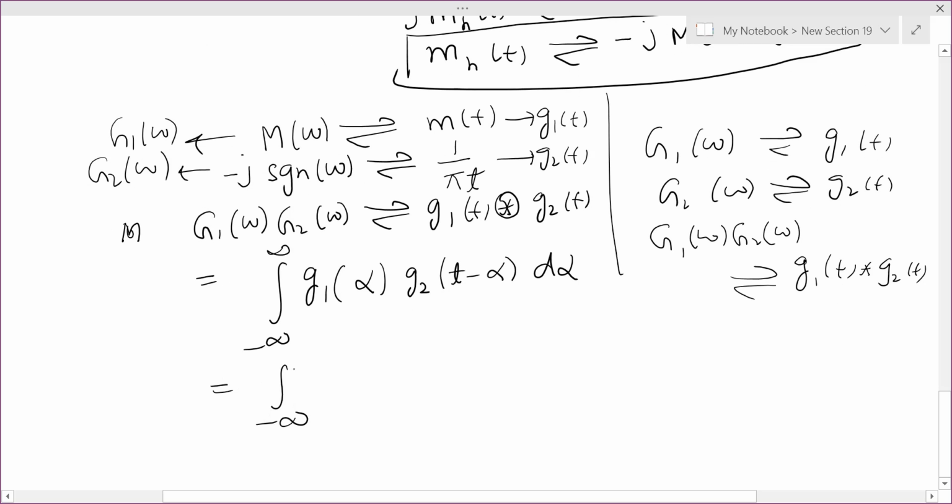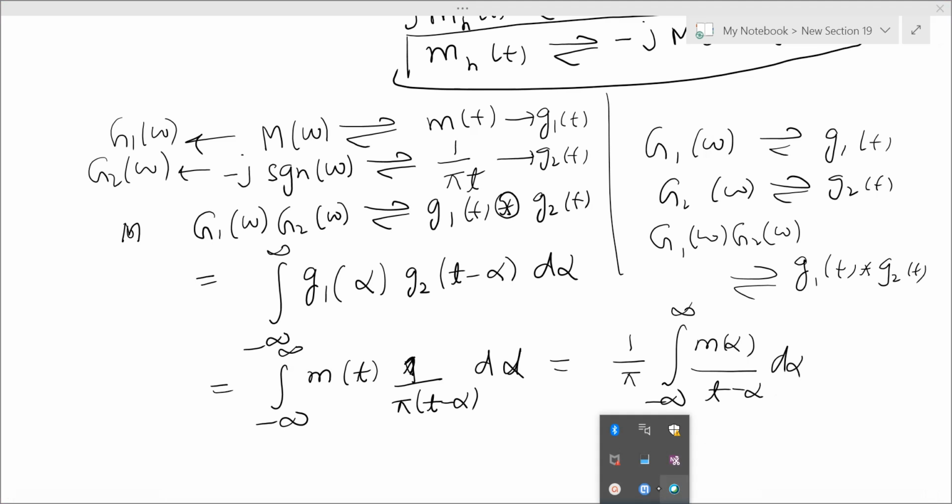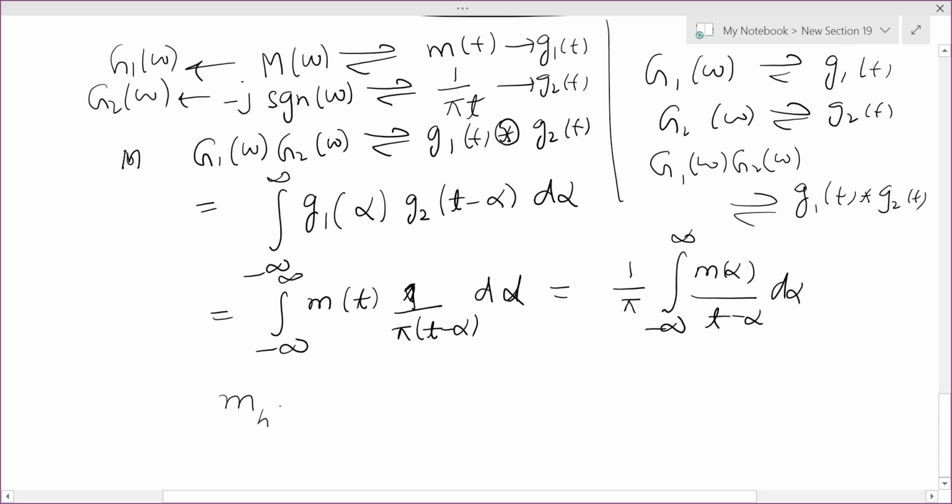Now that will be minus infinity to infinity. What is g1 of t? It is m of t. What is g2 of t? 1 over pi times t minus alpha, d alpha. So it will be 1 over pi times the integral of m of alpha divided by t minus alpha, d alpha. Hence we can write m_h of t is 1 over pi integral m of alpha divided by t minus alpha d alpha.